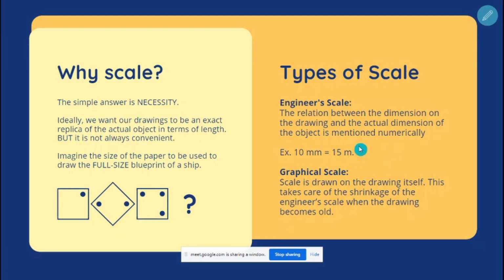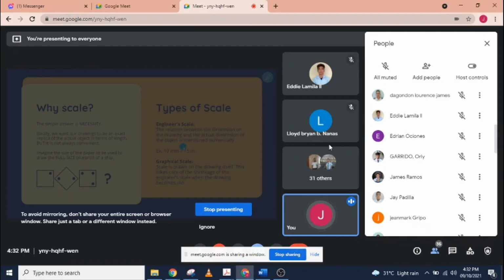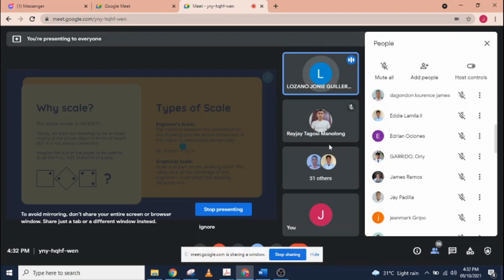So makikita natin ito sa drawing. What's the other type of scale? Okay, basa? Okay, go ahead. Lozano. Graphical scale. Scale is drawn the drawing itself. This takes care of the shrinkage of the general scale with the drawing becomes old. Okay. So what do we mean by, thank you, Lozano, what do we mean by ano, class? By shrinkage? Paggamay. Ano yan?